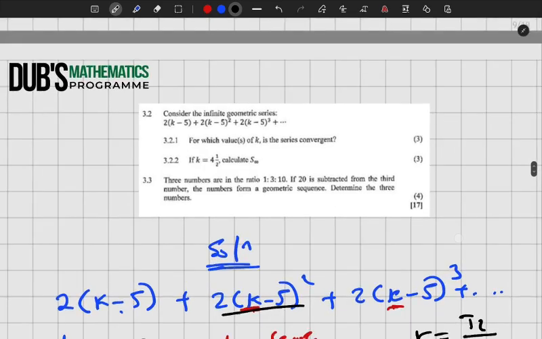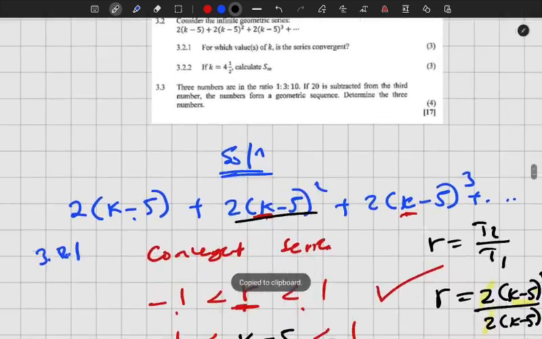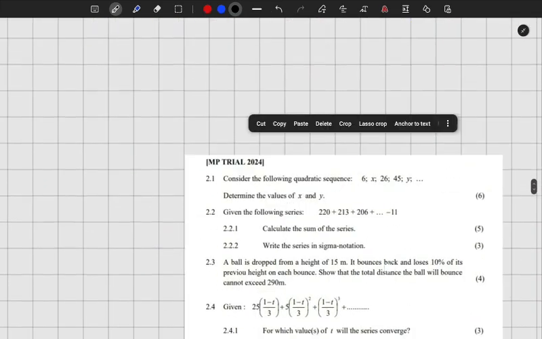And then the last question, 3.3. Let me just copy and just put it here.